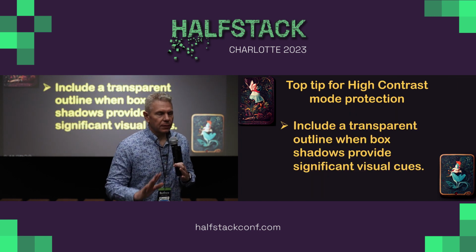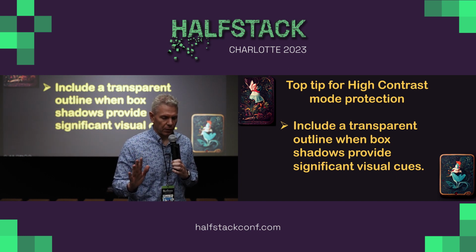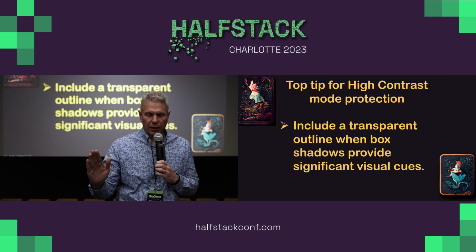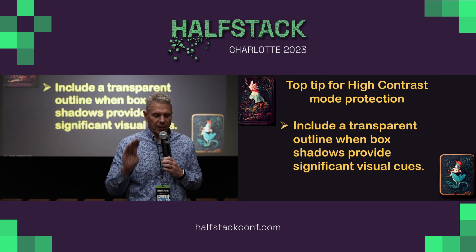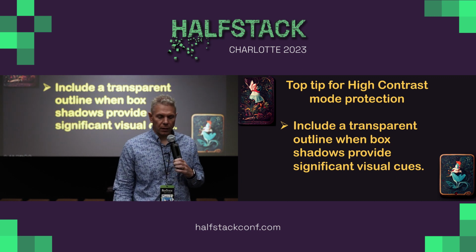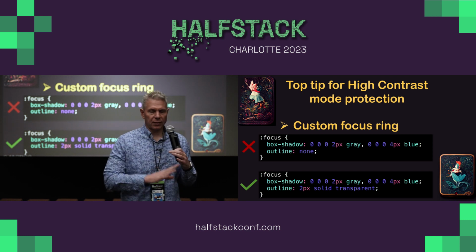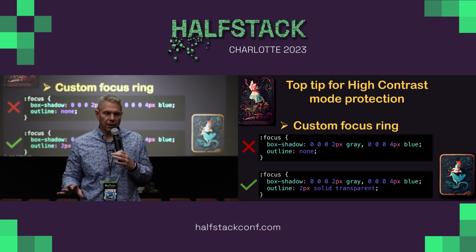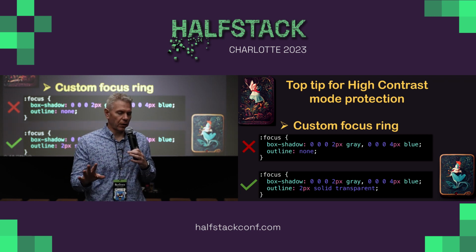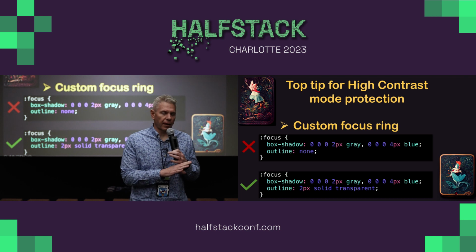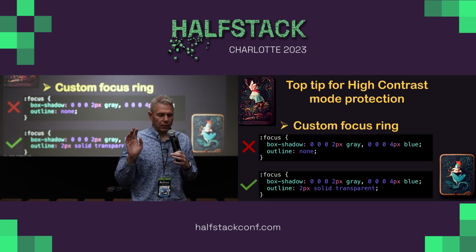So what is the top thing for helping out these people that are using high contrast mode? And that is to include a transparent outline anywhere where you're using box shadows to provide significant visual clues. And so here's an example of that. A lot of people like to put custom focus rings on stuff. And the way they'll do that is use a box shadow with specific colors and tell it outline none so that the browser doesn't apply its default outline to the focus areas.